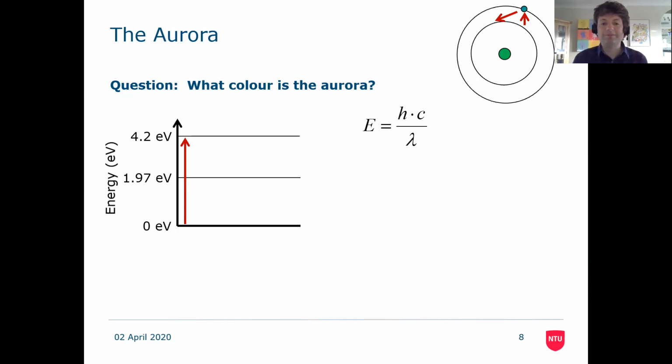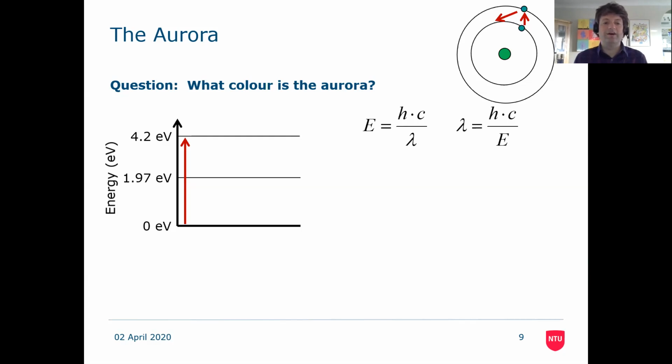I said this formula might be useful: E equals hc over lambda. E is energy, h is Planck's constant, c is the speed of light in free space, and lambda is wavelength, all in SI units. So how can we address this question? The first thing we can do is rearrange, and we can say that lambda equals hc over E. So we can now calculate a wavelength based on a change in energy.